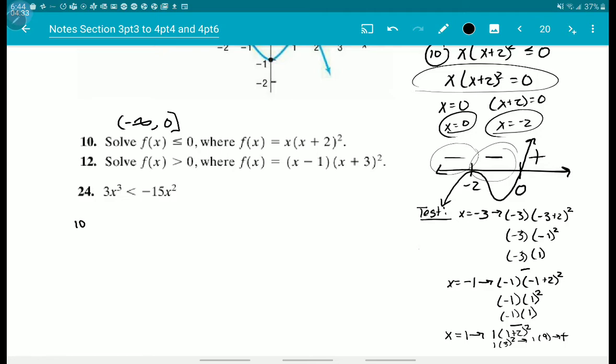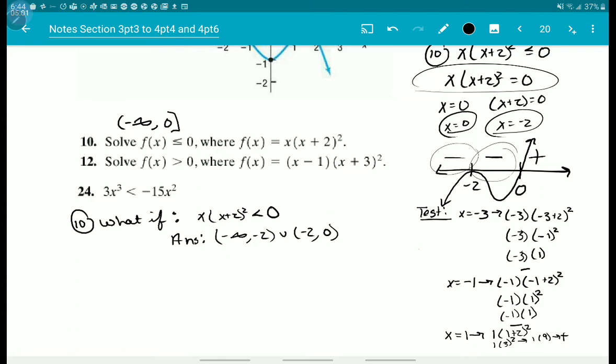Now, what if we were to change it? What if it said x times x plus 2 squared is strictly less than 0? Well, if we're strictly less than 0, then now we cannot include that -2. So our answer would be slightly different. Then we would have two different intervals. And we would have to use parentheses there, not brackets. So that would be the answer. So you can see the difference in just that sign and how it would change the problem.